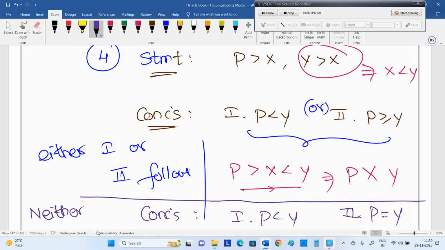Now, if any doubt in this concept, please let me know. We're done only with the concept related to coded inequalities. We have to solve the questions. And any doubts, please get it clarified, then we'll go for the questions later.